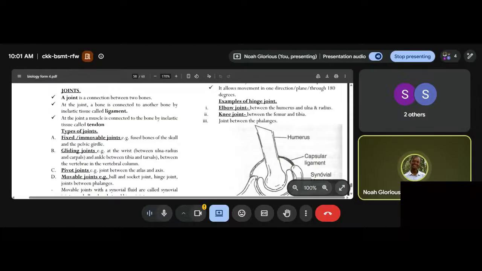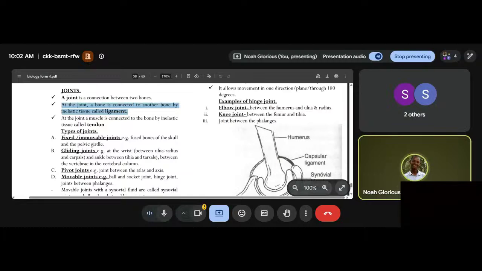I would like you to read this today. We have had a lot of explanation. Maybe you can start here. At the joint, a bone is connected to another bone by inelastic tissue called ligament. What is a ligament? A ligament is an inelastic tissue that joins bone to bone.